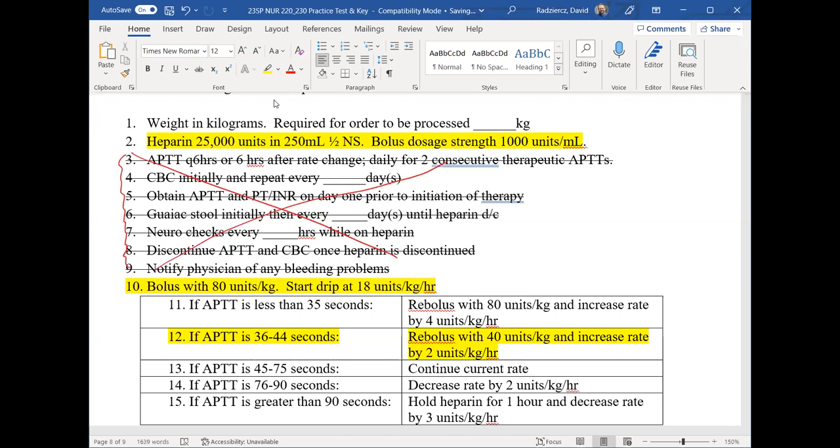But notice that it repeats the protocol, right? Bolus with 80 units per kilogram, start a drip at 18. Then it also tells us what we have available. Heparin, 25,000 units, 250 milliliters, half normal saline, with a bolus dosage strength of 1,000 units per milliliter. So it gives us that information, just like it did in the previous example on the Boyce study guide. It just gives us a different representation of that.